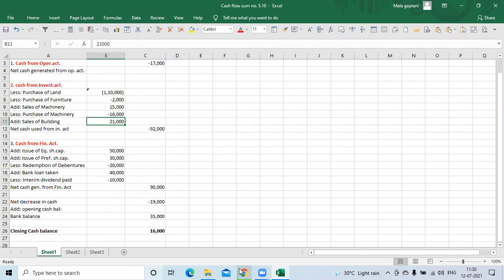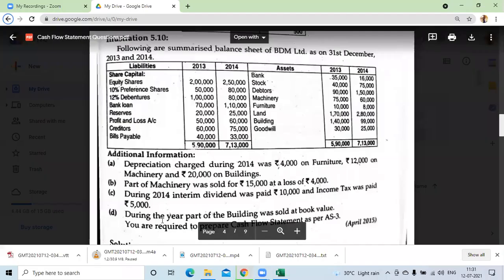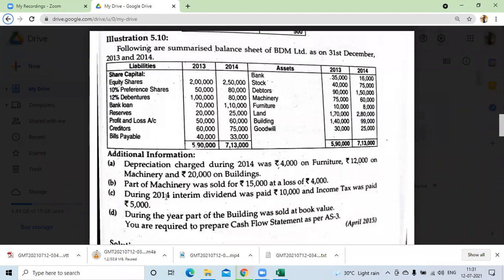Now, how many adjustments are there that we have to complete? Two adjustments are still left. Look at the third adjustment. First, second, and fourth are done. Now look at the third adjustment: during the year 2014, interim dividend was paid, 10,000. Now let's do it first. Interim dividend paid 10,000.